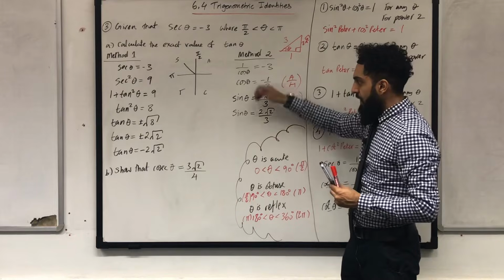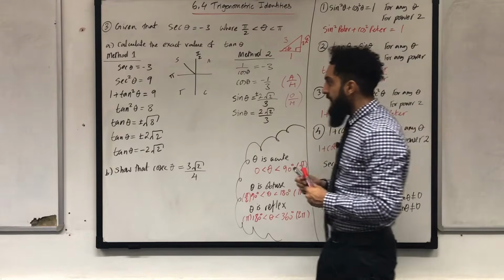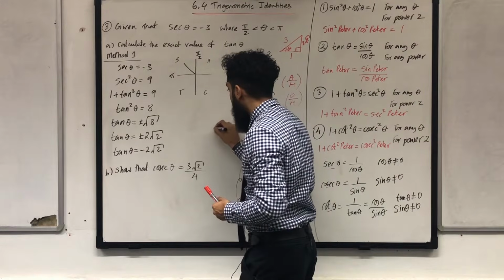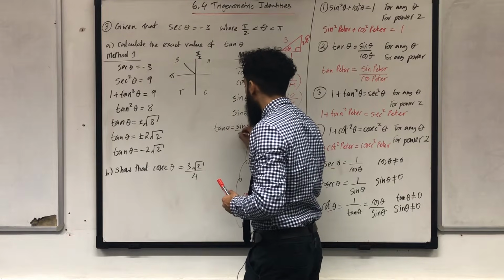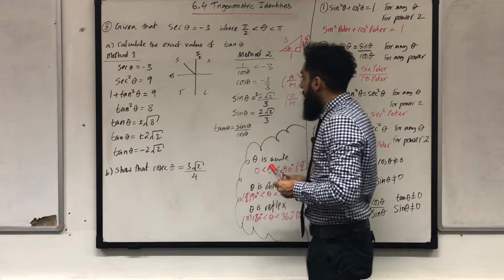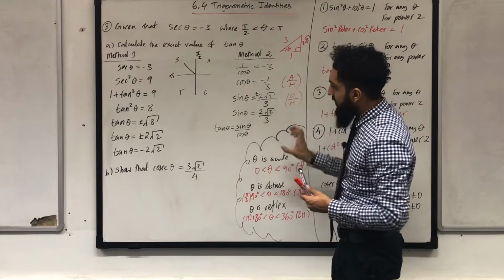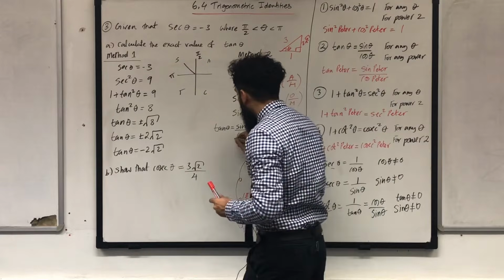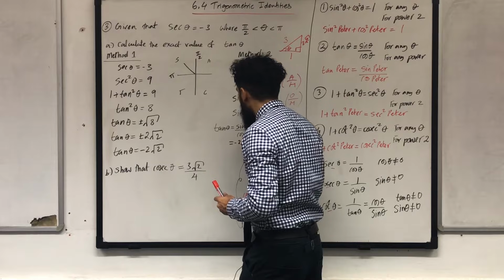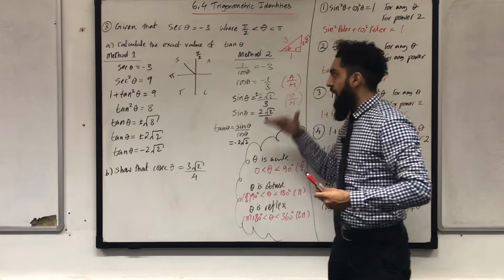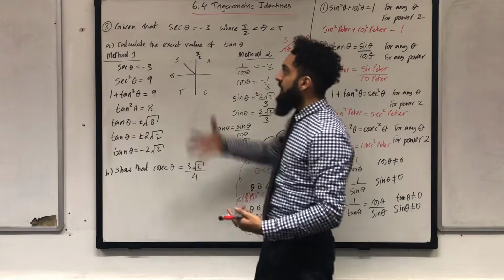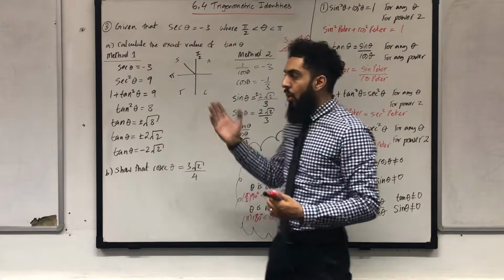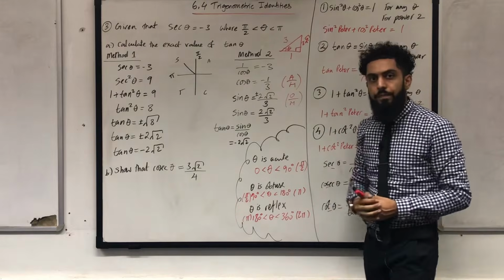Now I've got cos theta, I've got sine theta. All I need to do is apply the identity tan theta equals sine theta over cos theta. And if I put cos theta and sine theta into the identity, I obtain precisely minus 2 root 2. And that's the end of method 2. So in general, you can use identities to solve these problems, or you can form a triangle.